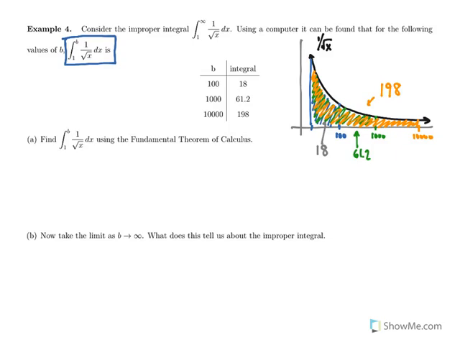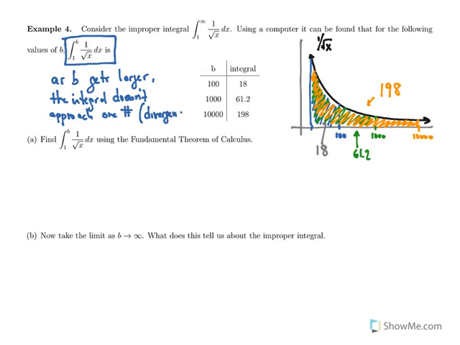What we want to see is what happens if I let b get bigger and bigger. And it seems that as b gets larger, the integral doesn't approach one number. And that's going to be our idea of divergence. We're going to see this specifically with the fundamental theorem of calculus and a limit.